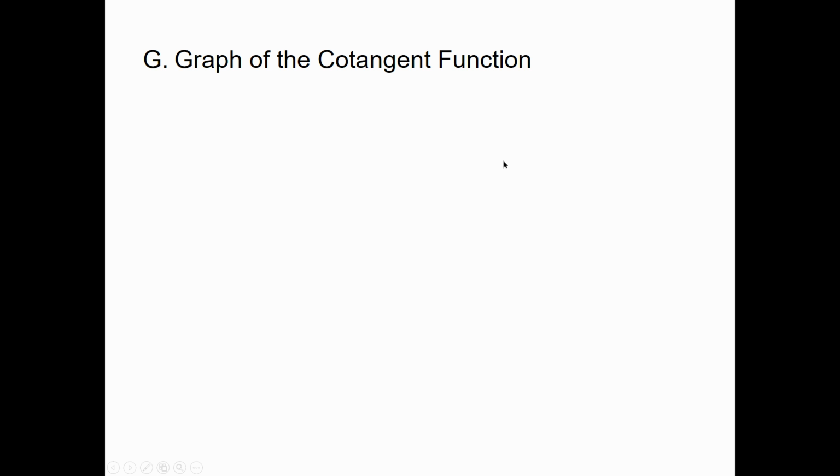So y equals cosecant of x and y equals secant of x are out of phase by pi over 2, just like their reciprocal functions. So if you wander onto a website and see that something's out of phase, you know what they're talking about. So the graph of the cotangent function. So domain, range, period, and asymptotes.